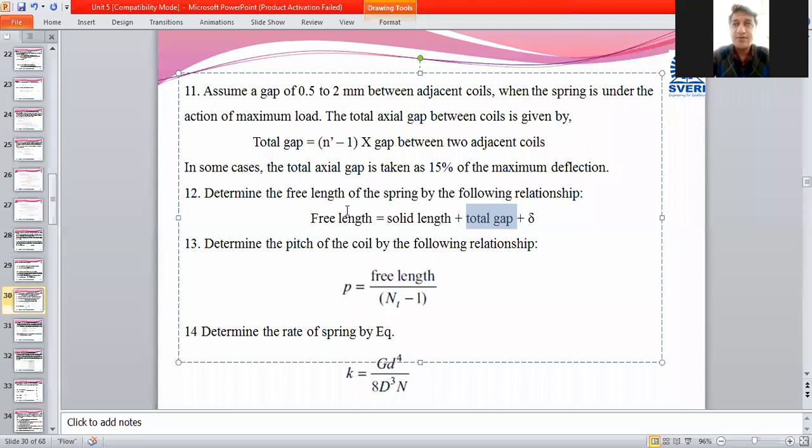Already in the last lecture I discussed that this free length may have some restriction when you apply it to a specific application like suspension systems. In that case, first the free length is decided as per the availability of space, and later on the remaining values are calculated, that we have seen in the last lecture.